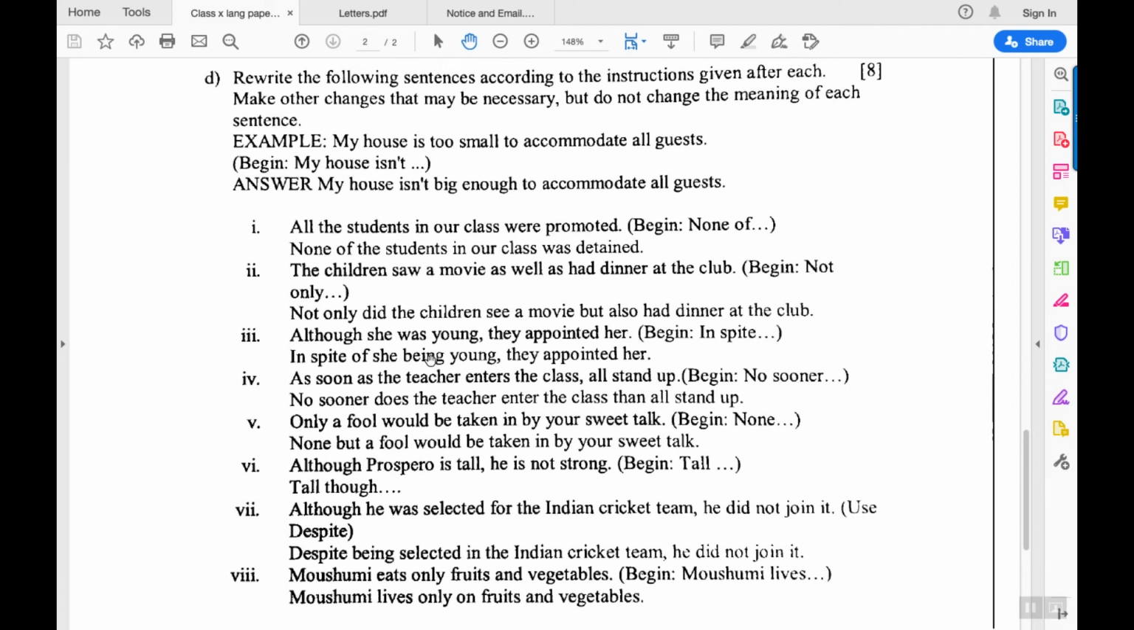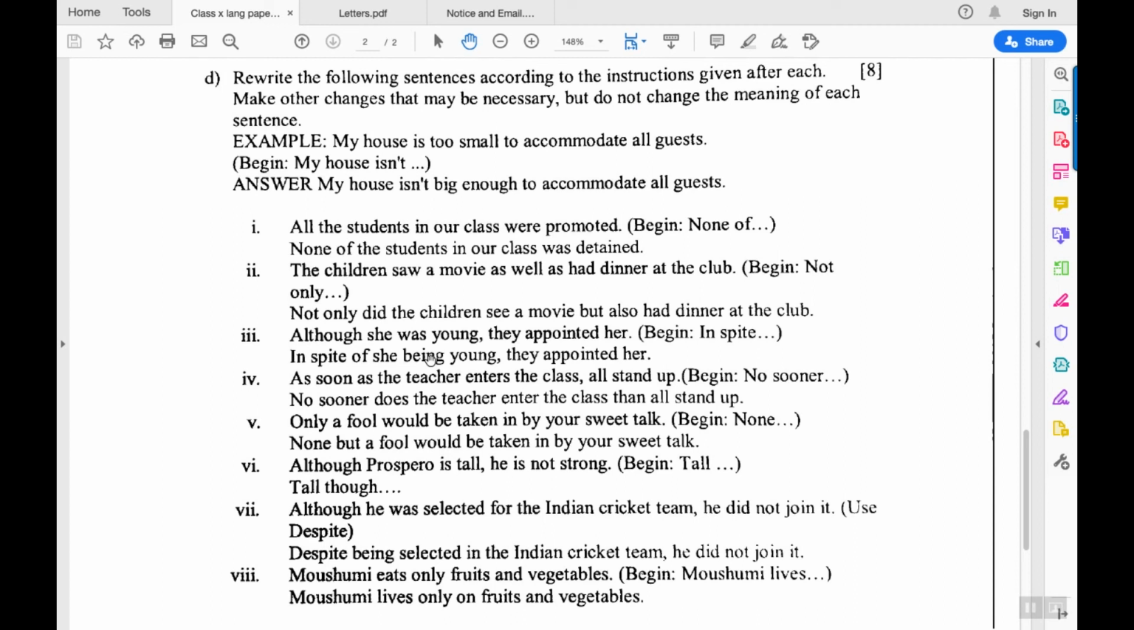The children saw a movie as well as had dinner at the club. Begin not only. So the answer would be not only but also. Not only did the children see a movie but also had dinner at the club. This many of you got wrong.